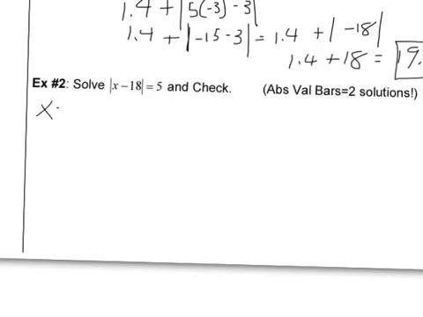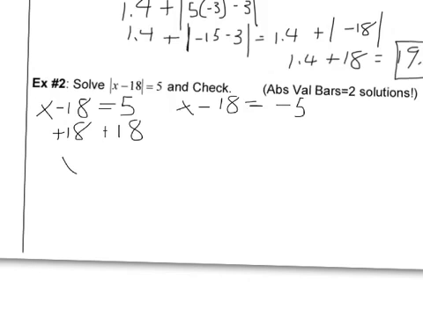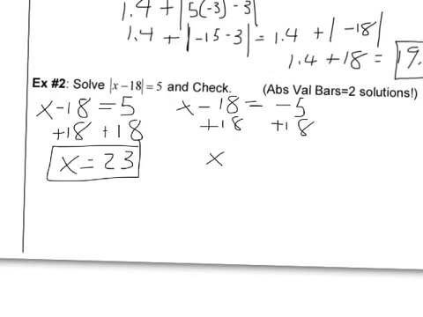So here's how we do that. First, we write out the x minus 18 normally without the absolute value bars and just equals 5. Then we write out another equation where we say x minus 18 equals -5. Okay, and then we solve both of them. Add 18, x is going to equal 23 here. Add 18, and x is going to equal 13 here. Alright, there's our solutions, but now we have to check them both.